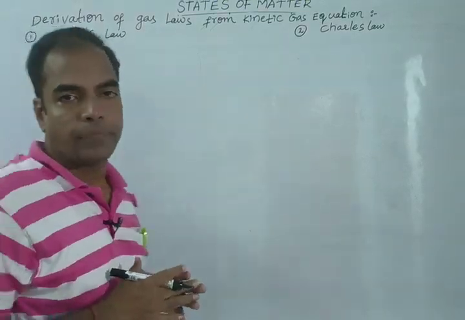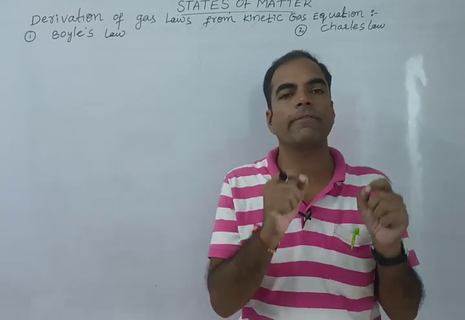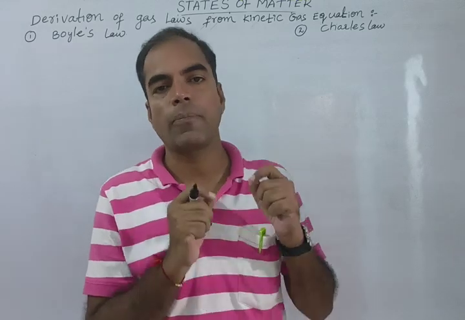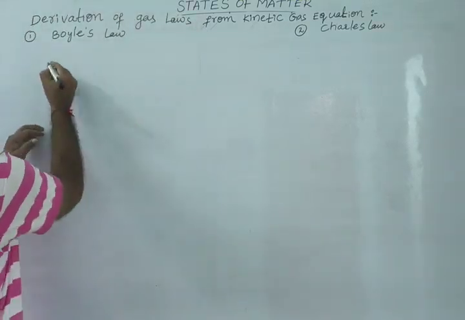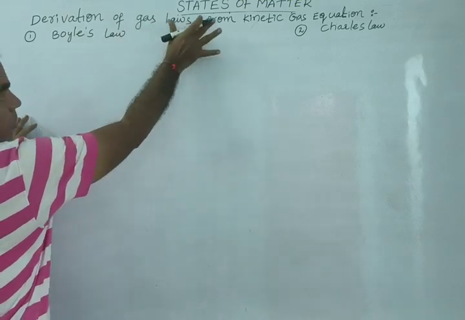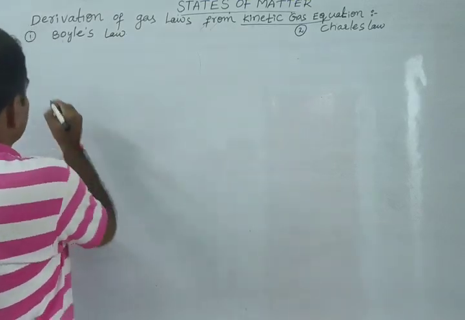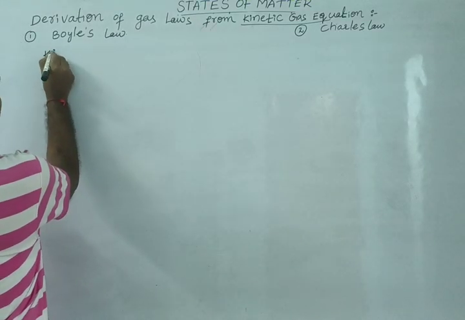According to Boyle's law, we can define it as: at constant temperature, the volume of a given mass of a gas is inversely proportional to its pressure. Right? This is Boyle's law. Now let us see how to derive Boyle's law from the kinetic gas equation. First of all, what is the kinetic gas equation?